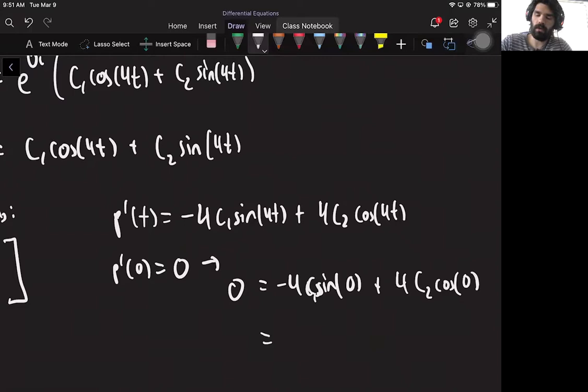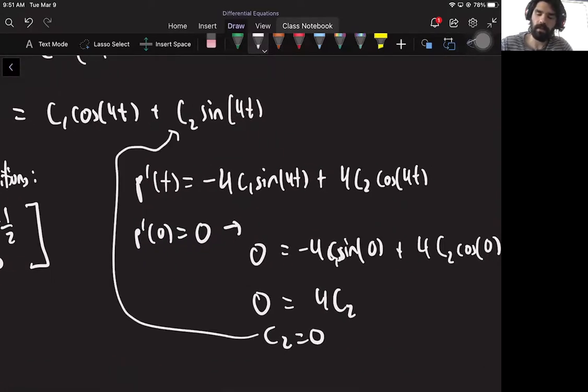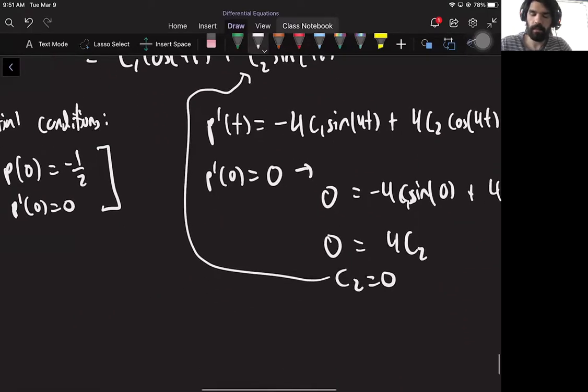Cosine of 0 is 1. So I get 0 equals 4C2, so C2 equals 0. So then I can just plug that back in immediately to save myself some time. And then I'll use my other condition.